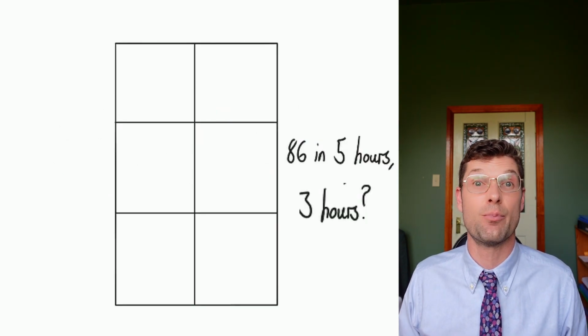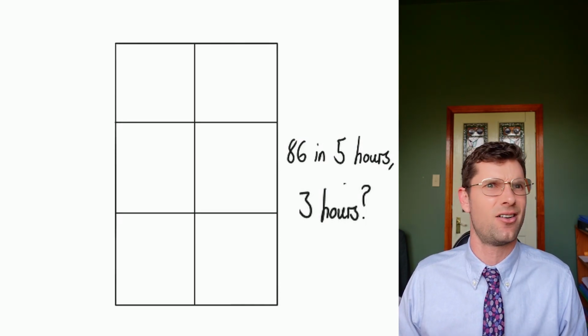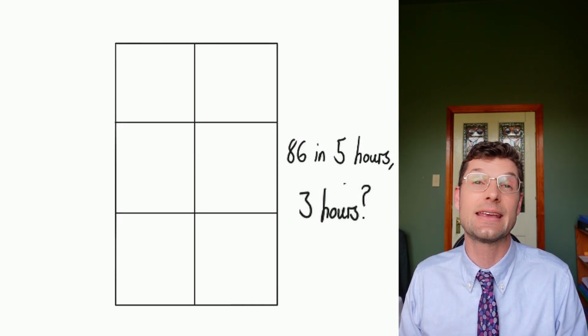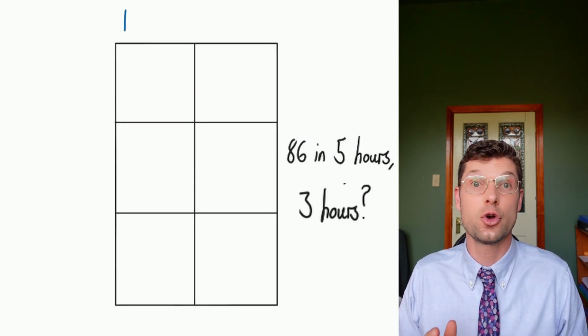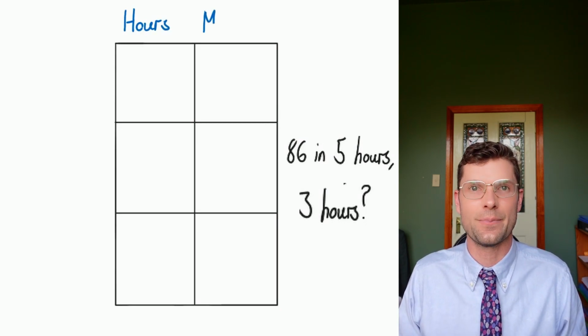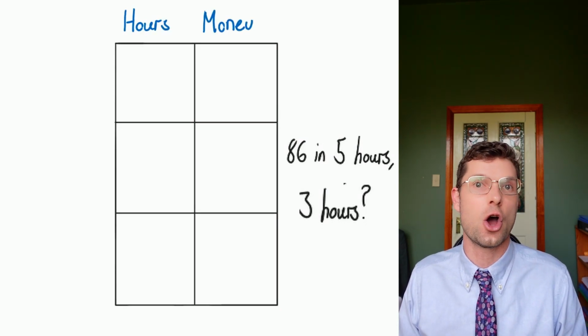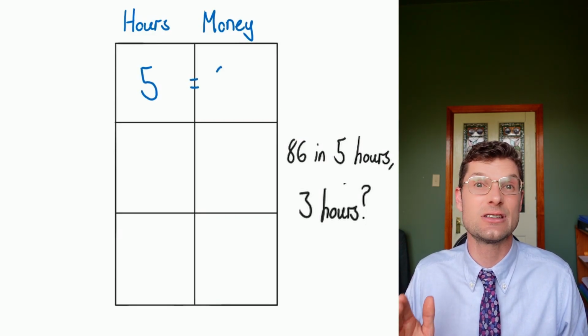And we're going to use this box to help scaffold our answer. I know it looks a little bit intimidating. 6 squares, there's a lot happening, but I guarantee it's going to be much easier than just trying to work it out by yourself. So the two columns actually are going to mean something. I've got hours on one side and money on the other. And I'm going to put in the information I know straight away. So I know that 5 hours is exactly equal to $86.